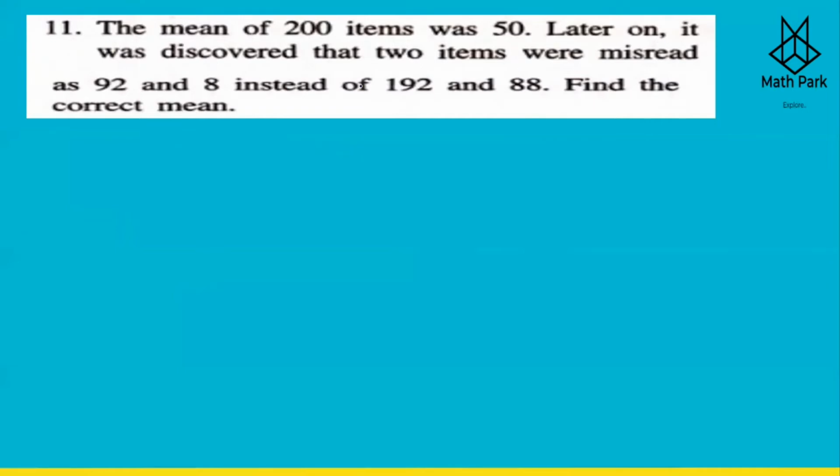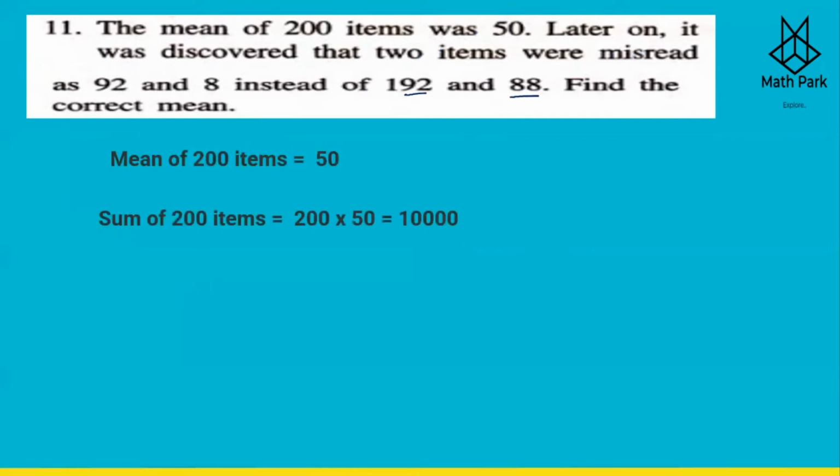The mean of 200 items was 50. Later on, it was discovered that 2 items were misread as 92 and 8 instead of 192 and 88. Find the correct mean. So the mean of 200 items is 50, so the sum of 200 items is 200 times 50, which is 10,000.